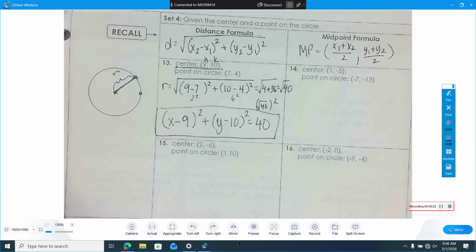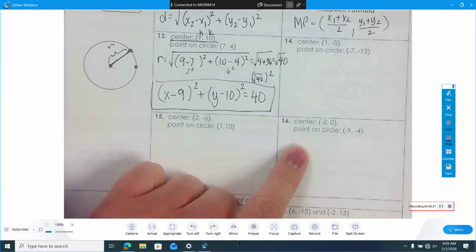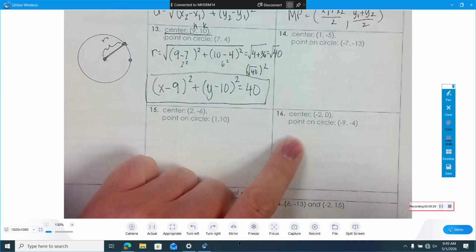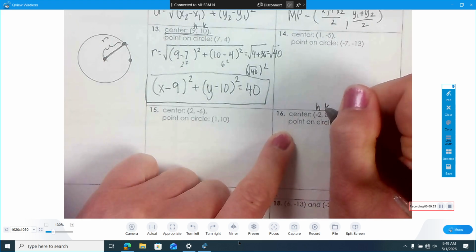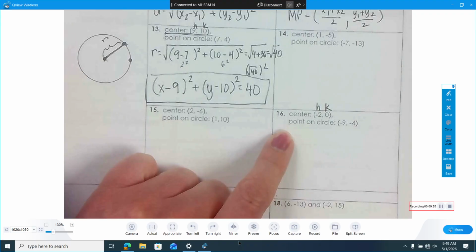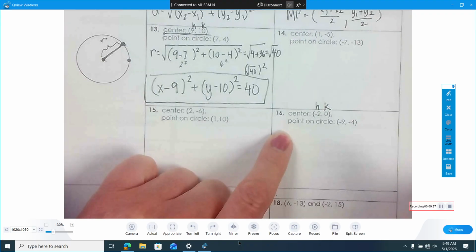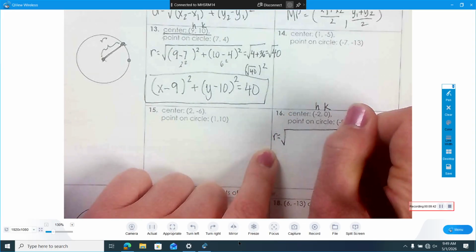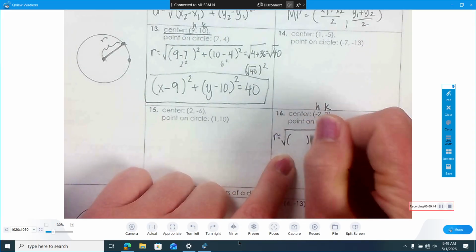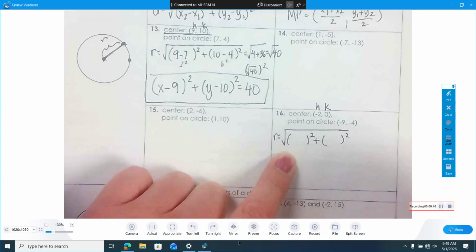Is that okay? Do you want to do one more? Yeah. Number 16. Let's do number 16. So again, my center gives me my h and my k. So that's nice to know, but I still need to find what? Radius. So my radius is just going to be the distance formula. A bunch of stuff squared plus a bunch of stuff squared.